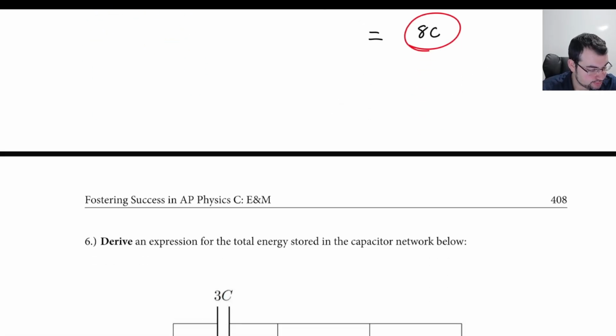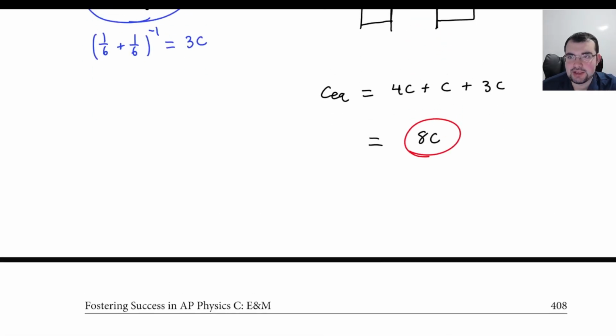Also, we could have argued that because capacitance, just as a side note, is epsilon naught A over D. So parallel, you're increasing area. So C should go up. But in series, you're increasing D, the plate separation. So C should go down.